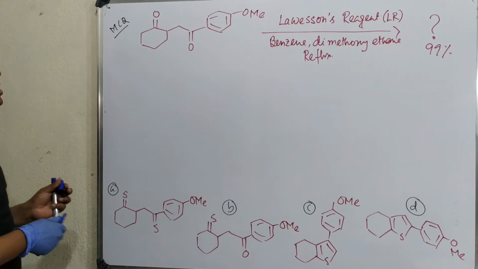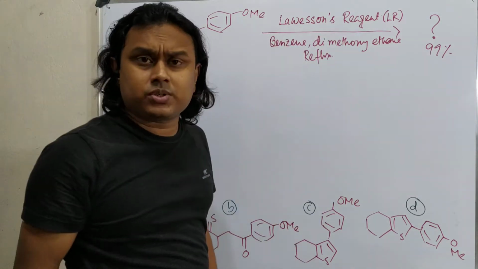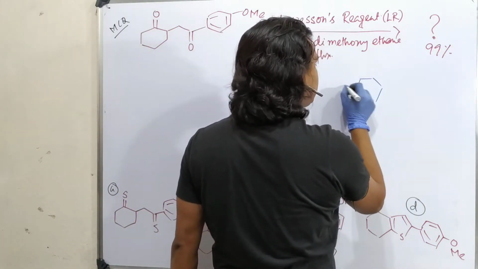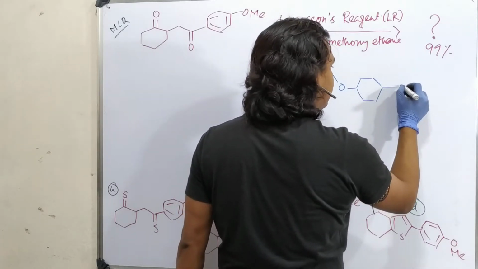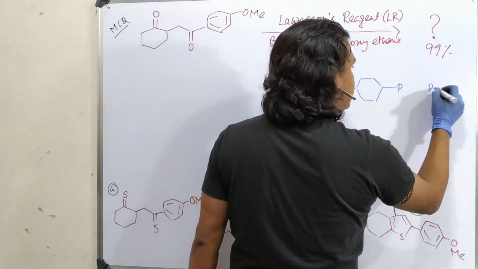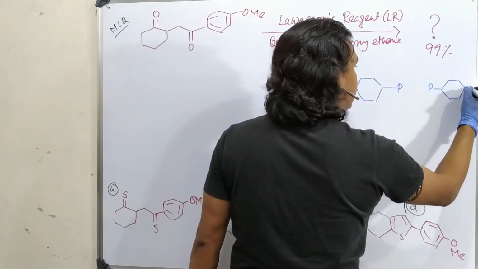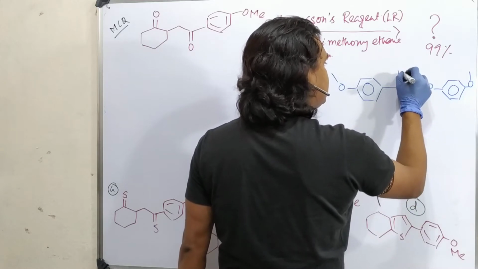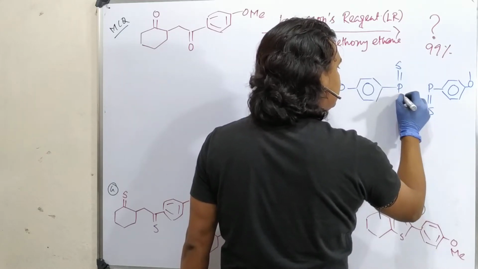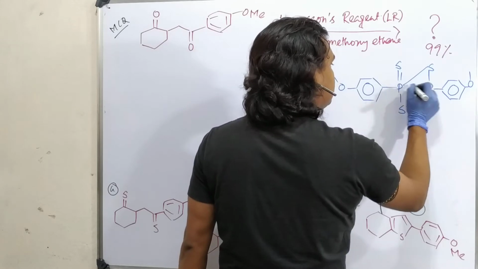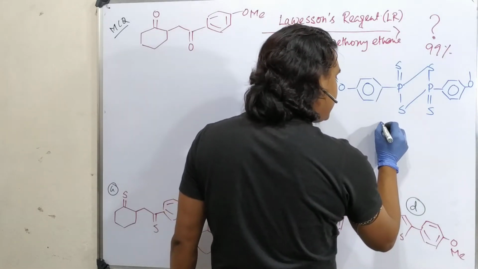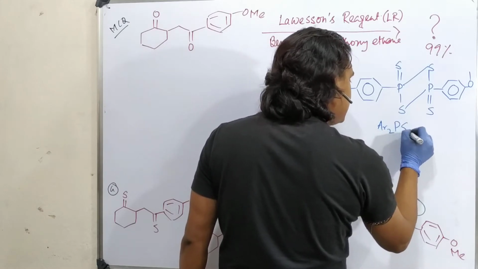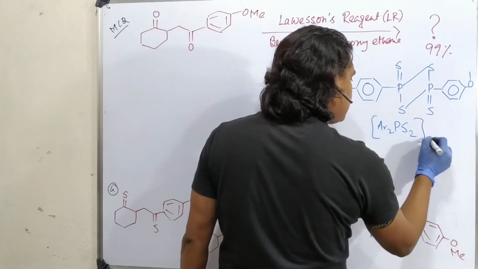Okay, so let's start. First you need to know what Lawesson's reagent is. It's the most important thing. Lawesson's reagent is a phosphorus-sulfur containing reagent, with both sides the same, which is used for selective sulfur addition. In short, we can write Ar, meaning p-methoxyphenyl, twice in this.